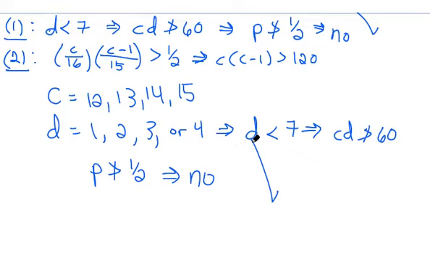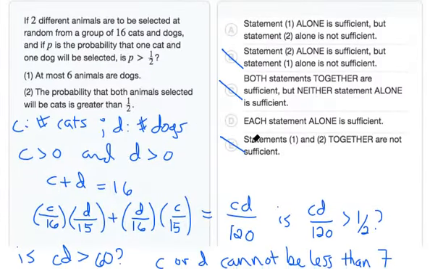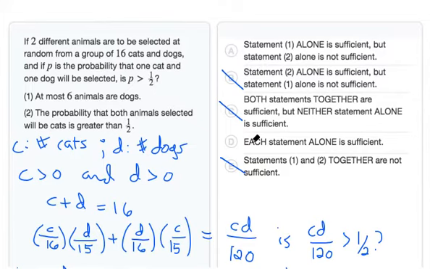So statement 2 alone is also sufficient. We can actually scroll back up and eliminate answer choice A. The correct answer is answer choice D. Each statement alone is sufficient.